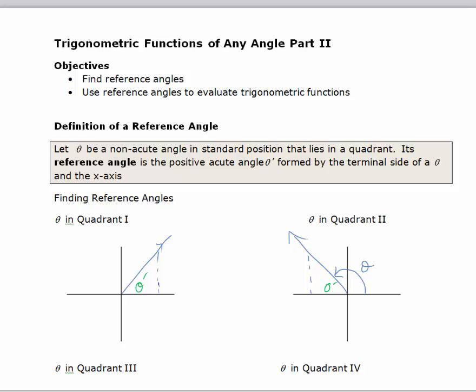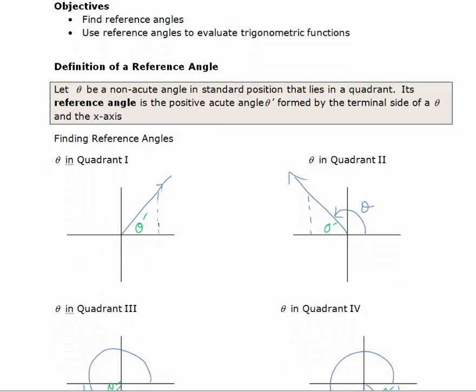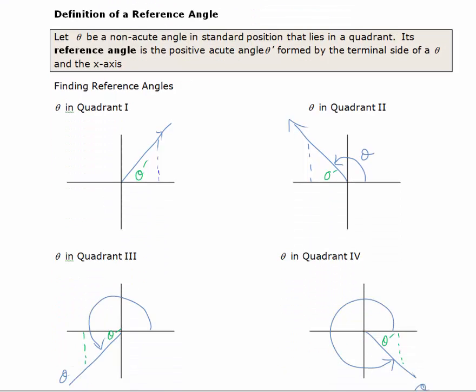We're going to continue our discussion of trigonometric functions of any angles, and we're going to talk about using reference angles to evaluate trigonometric functions for angles that are beyond or greater than 90 degrees. So we're going to start with just defining a reference angle.